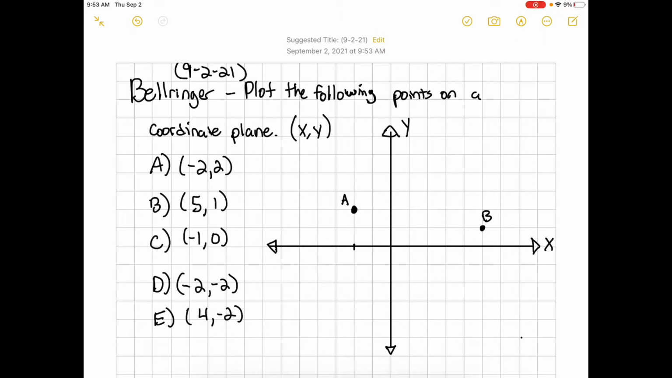C, we go left 1, and we don't go up or down. We just stay on the x-axis because the y is 0. So C would be here. This is -1, 0.